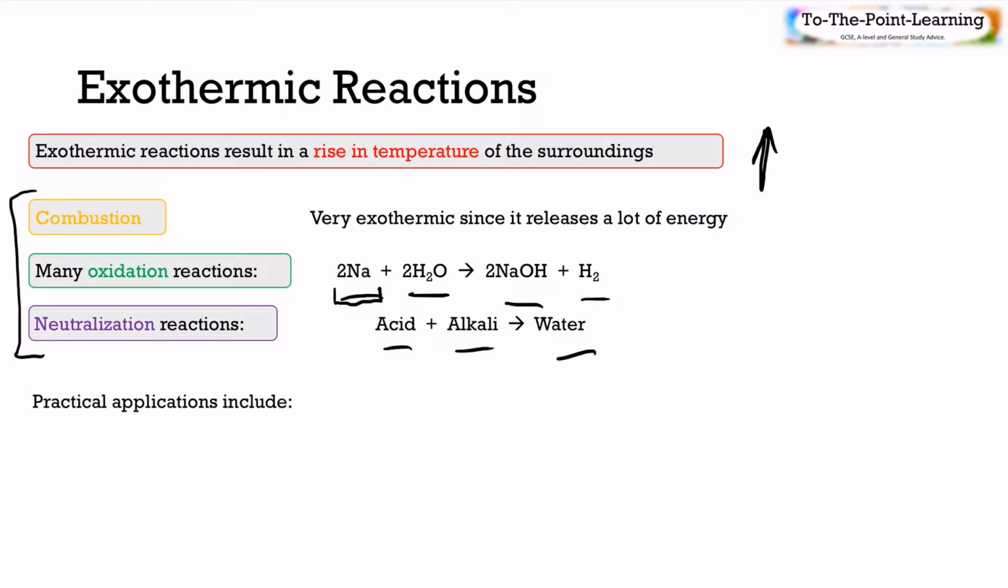Practical applications of these exothermic reactions include self-heating cans, hand warmers, things you put in your gloves to keep your hands warm if you're going skiing or something, and the combustion engine, so everything in cars that makes cars move. We've got exothermic reactions, where a chemical reaction produces heat, which is then captured and used and converted into kinetic energy.